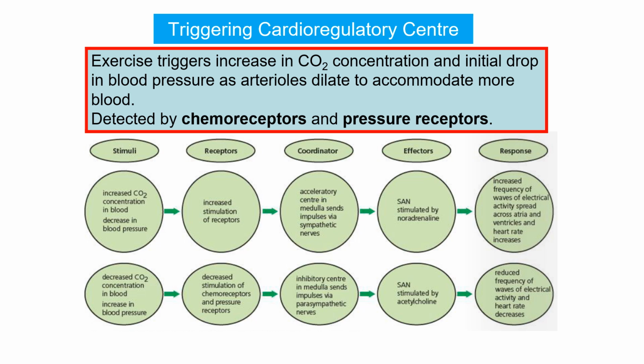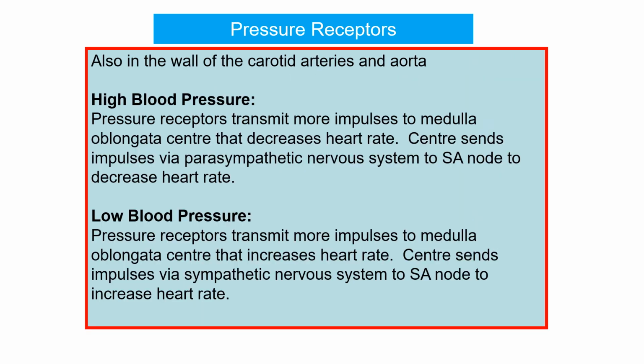So what could trigger the cardioregulatory center? Well, there are two main things: carbon dioxide and blood pressure, which are detected by changes in chemoreceptors and pressure receptors in the body. So if we look at high blood pressure first of all, or low blood pressure, this is detected by pressure receptors in the aorta, which is obviously the main artery, and the carotid artery, which is the main artery from your body into your head and into your brain.